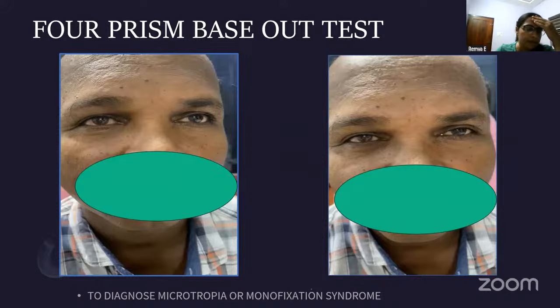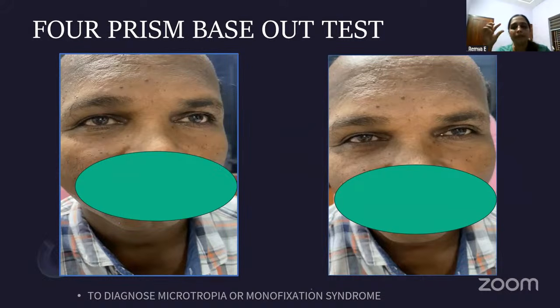Now last, you have the 4-prism base out test. Sometimes the patient may present with reduced vision in one eye, and you do all the tests, and everything will be normal. Even your cover test may not pick up a squint.